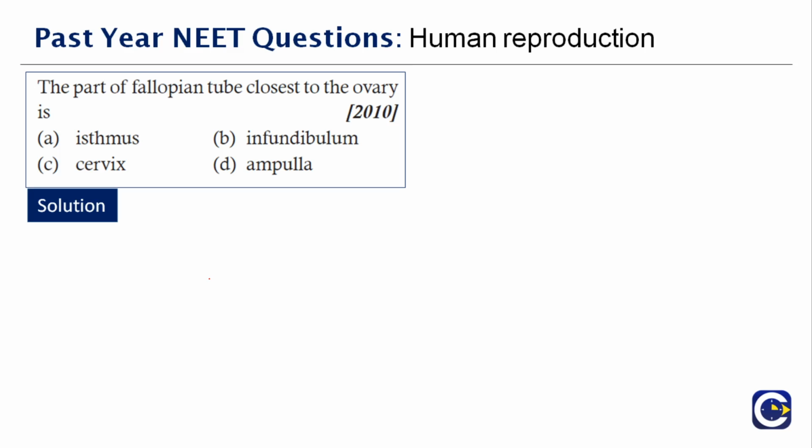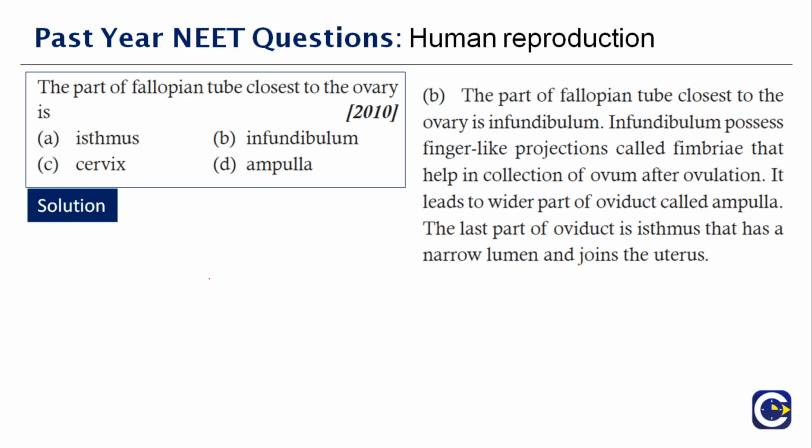So which part is that? It is the infundibulum. We already saw in the earlier question when we marked the part, right? The part of the fallopian tube closest to the ovary is infundibulum. It possesses finger-like projections called fimbriae that help in the collection of the ovum after ovulation. It leads to a wider part of the oviduct, which is called the ampulla. The last part of the oviduct is the isthmus, which has a narrow lumen and joins the uterus. Therefore, the right answer is option B.